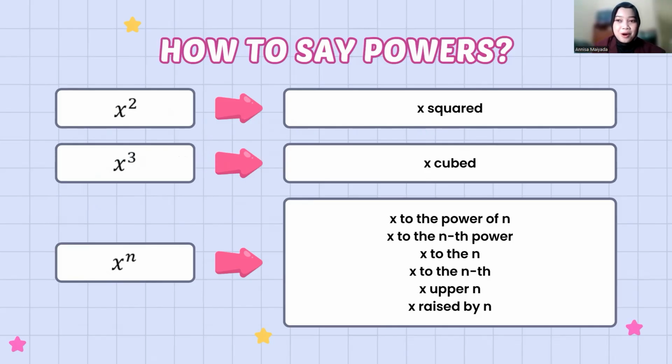Next, how to say powers? Here is the power form. When it looks like this, we read it as x to the power of 2 or x squared. And this, we read it as x to the power of 3 or x cubed. And this, we read it as x to the power of n or x to the nth power or x to the n or x upper n or x raised by n.